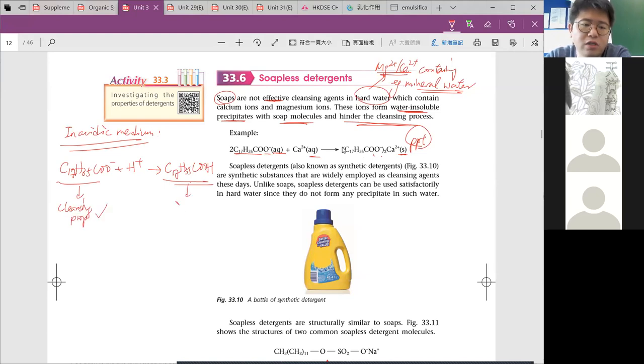But this part has no cleansing property, or maybe very, very poor cleansing property, because you may see that there is no charge here. So for fatty acid, can it be an emulsifying agent?